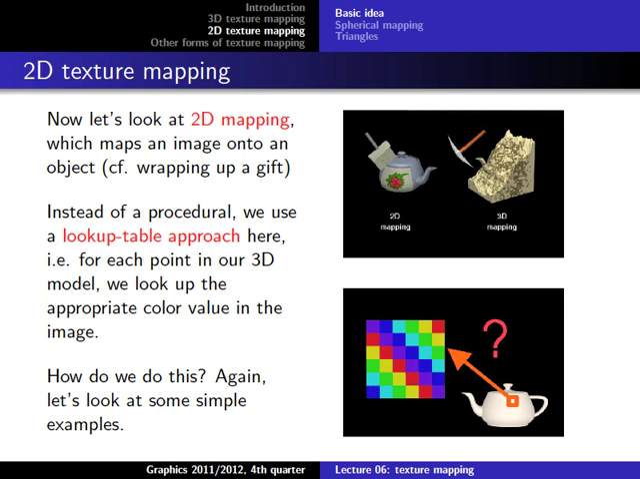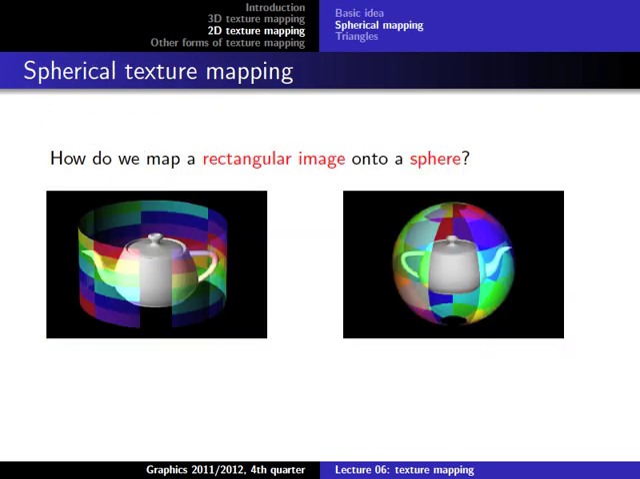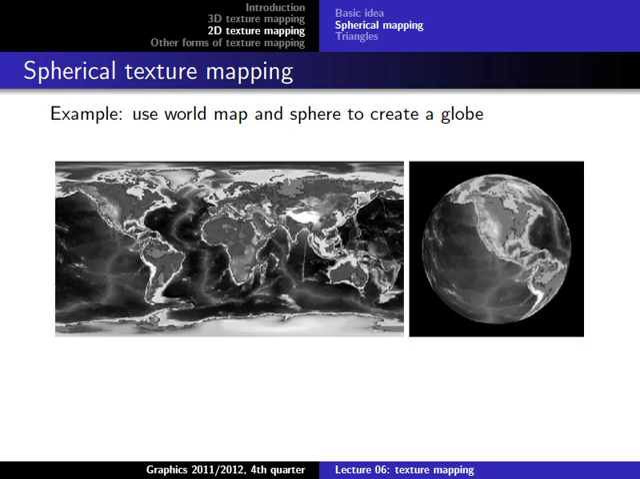So let's look at a couple of geometric objects and how we can map them. For example, how can we map a world map onto a sphere? The problem here is that we have a map with 2 dimensions. We often call this the texture space, which is U and V. And here we have a 3D object, so we have 3 dimensions. How do we map a position on a sphere onto a 2D position on the image?